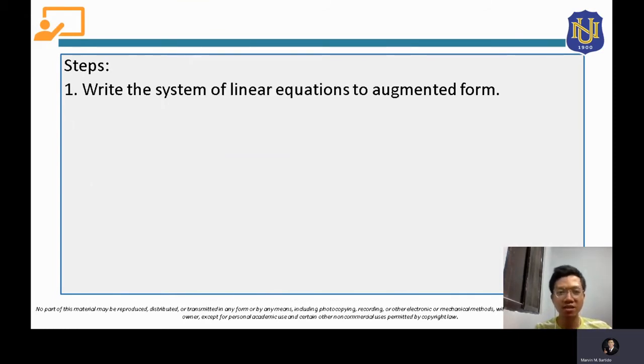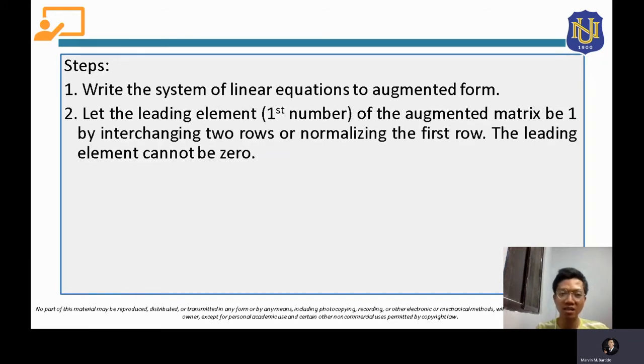The first step is we have to write the system of linear equations in augmented form. The second step, we have to let the leading element, or the first element of the augmented matrix, be 1, by interchanging two rows or normalizing the first row. So the leading element cannot be 0. The element located in the first row and first column, we should make it 1. It cannot be 0. So we will make that leading element 1 by interchanging two rows.